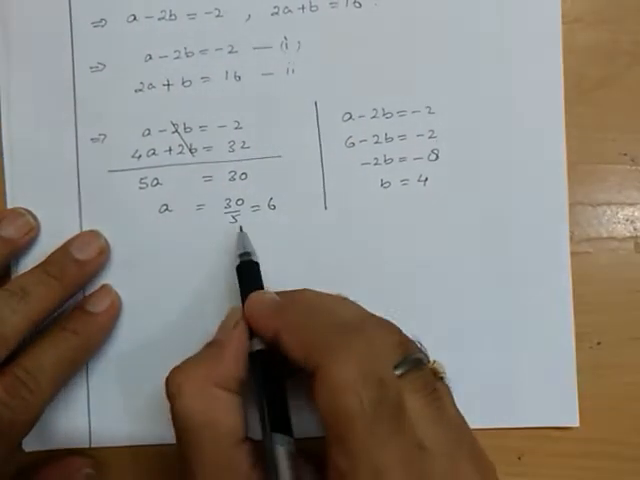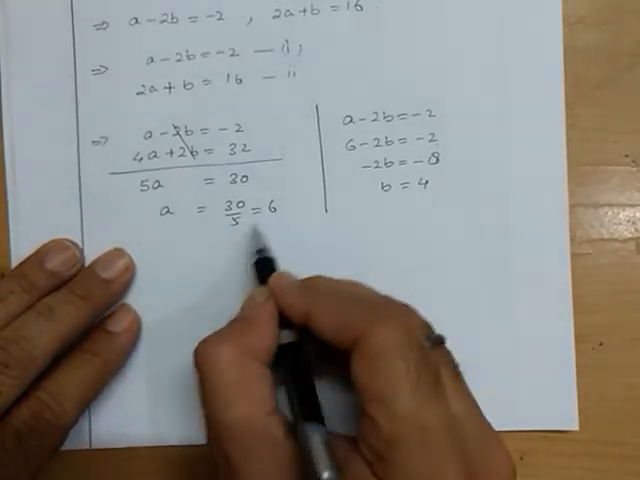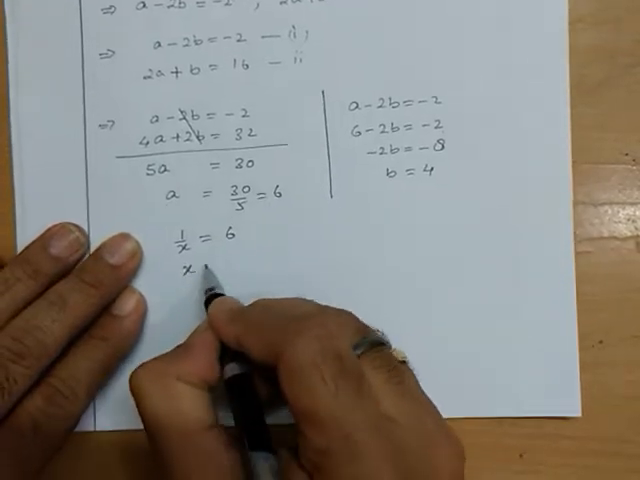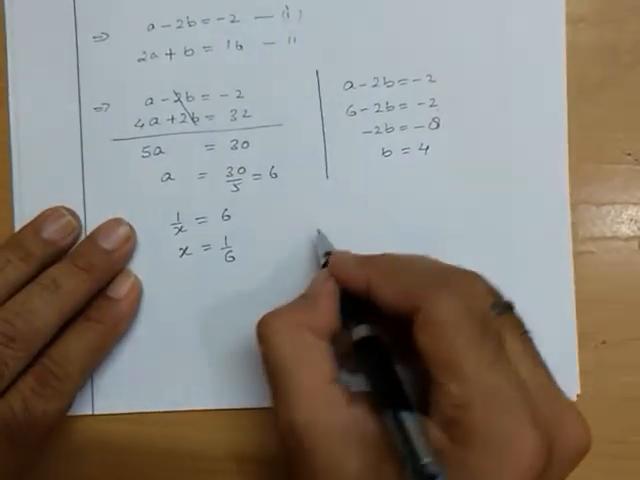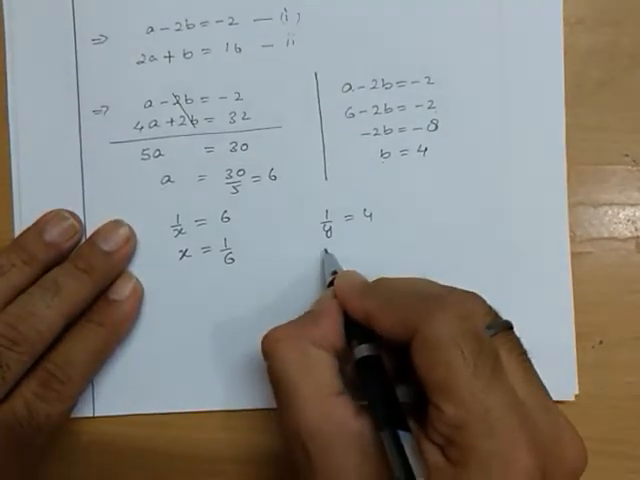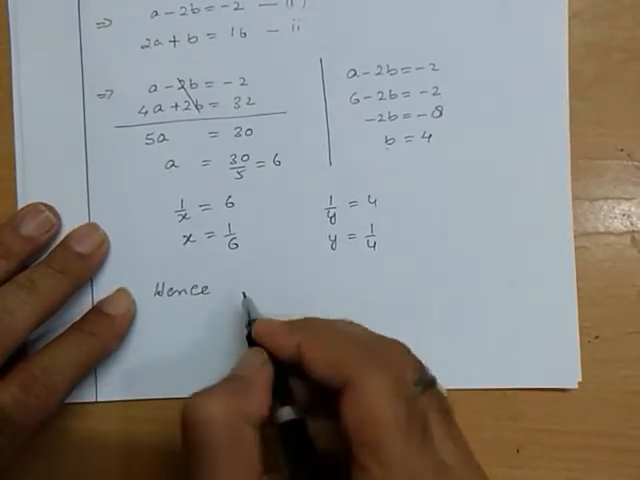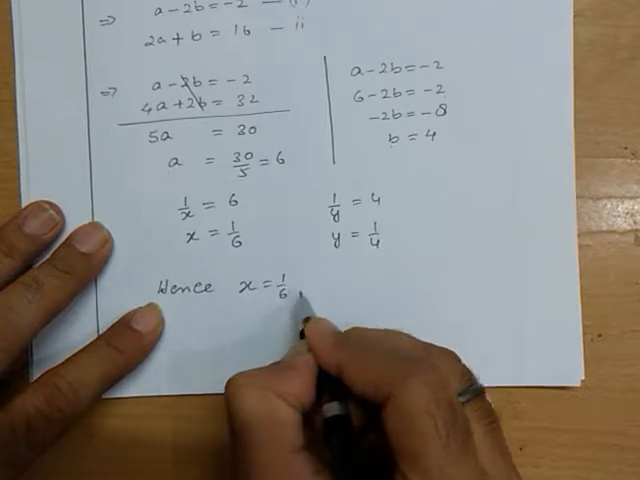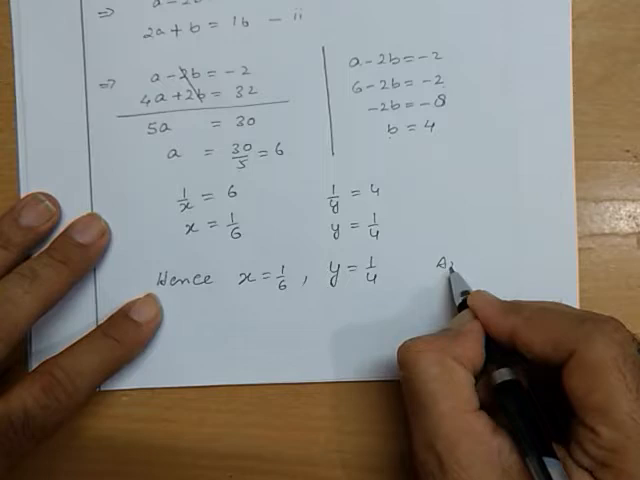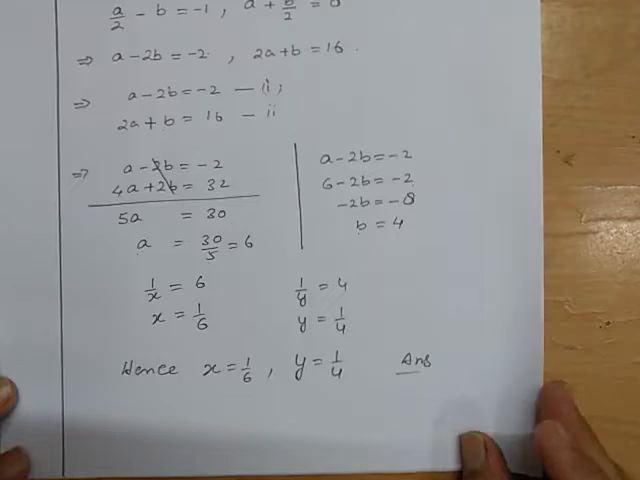So here we take this as a. Here a is equal to 6, so 1 upon x is equal to 6, so x will be equal to 1 upon 6. And here b is 1 upon y, so 1 upon y is equal to 4, so y will be equal to 1 upon 4. Hence x will be equal to 1 upon 6 and y will be equal to 1 upon 4. This will be your answer. This is the way to do it. Okay, now we move to the next example.